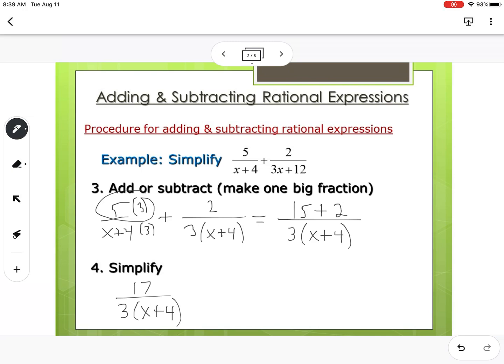Now let's say that numerator was 18 instead of 17. Well, I could simplify 18 over 3. That would be 6 over 1. But in this case, I can't simplify anything. I can't factor the numerator. It's already factored. It's already prime. I can't do anything else with it. The bottom's already been factored. Can't do anything with that. So this turns out to be my final answer.